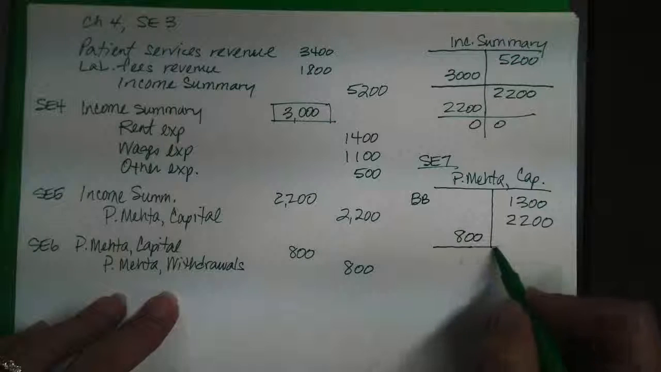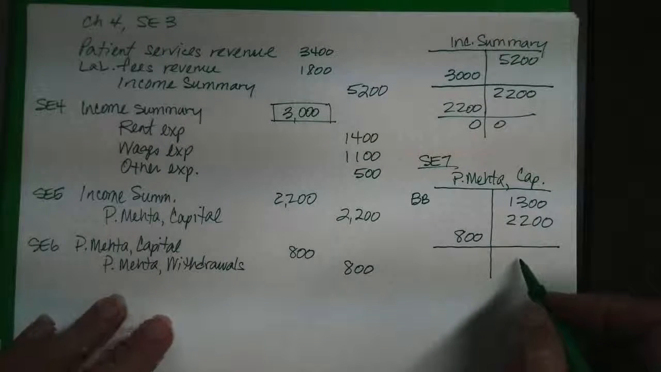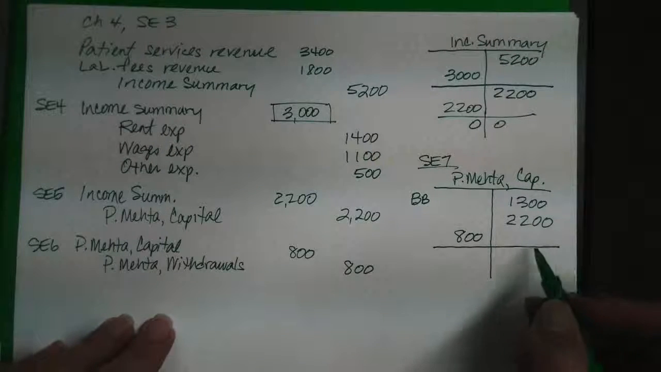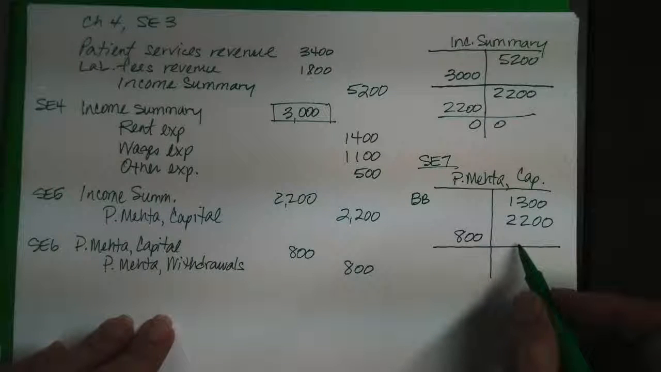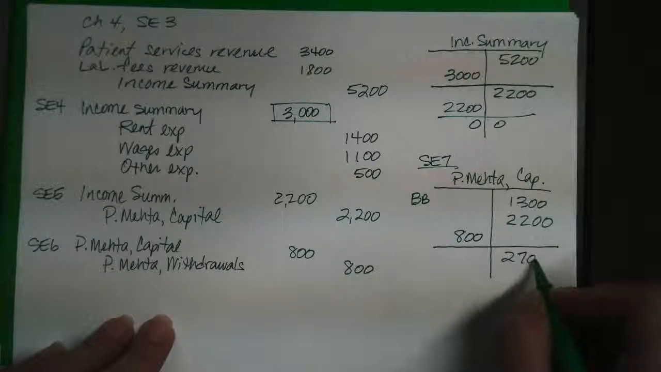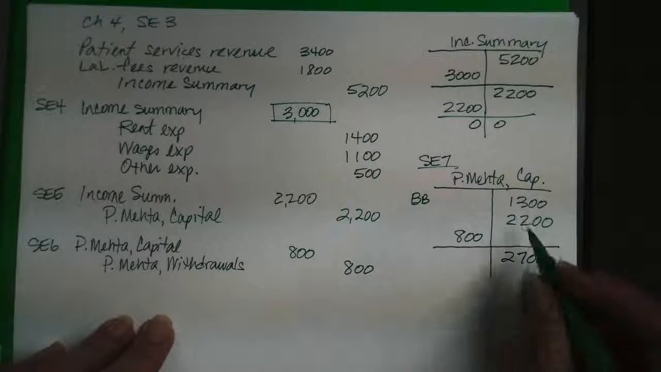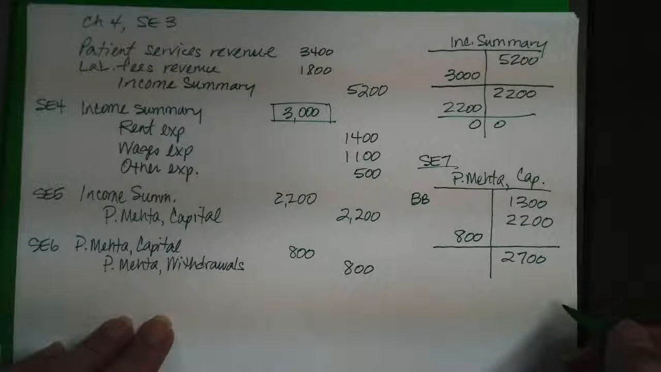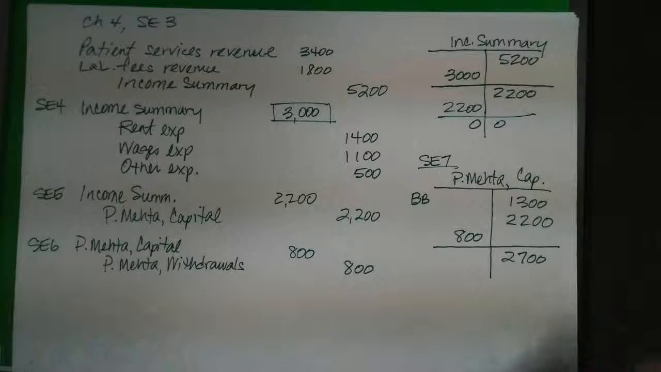Okay? So where are we now on ending capital? 1,300 plus 2,200 would be 3,500 minus 800. I believe, check my math, I believe that's 2,700 for an ending balance for the capital account. Okay, so I'm going to stop this video and then we will move on to E1A.